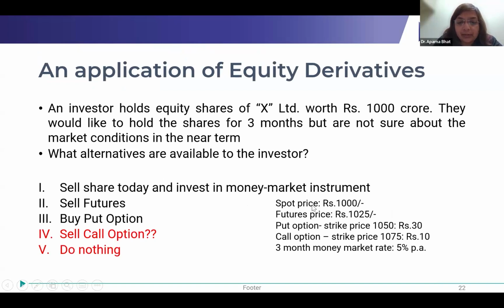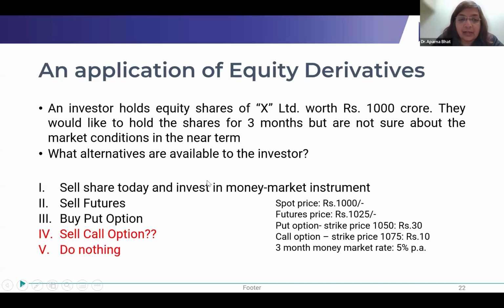So let's say today the shares are trading at 1000. A futures contract is available at 1025, and there is a put option with a strike price of 1050, which is trading at a premium of 30 rupees, and a call option is trading at 10 rupees. The strike price is 1075. What are the alternatives available to this investor?